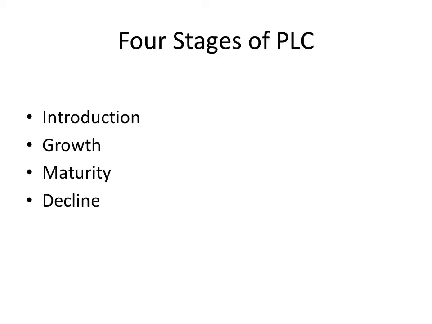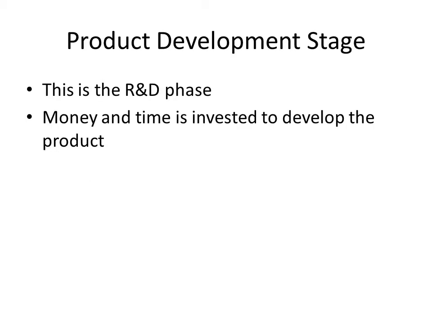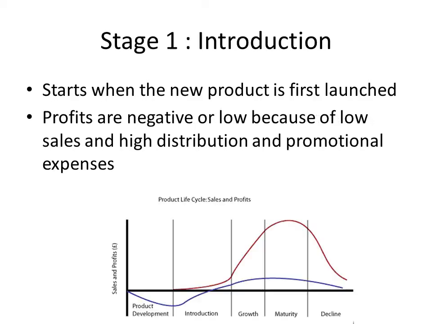Though we saw 5 stages, we're going to mainly focus on the 4 stages, that is the stages after birth: introduction, growth, maturity, and decline. The phase before launch is the product development stage, or the R&D phase, during which the product is being built, and money and time are being invested to develop a product, which could be a good or a service. This is a phase where money is being sunk in, because no sales are happening. And then finally the product is launched.